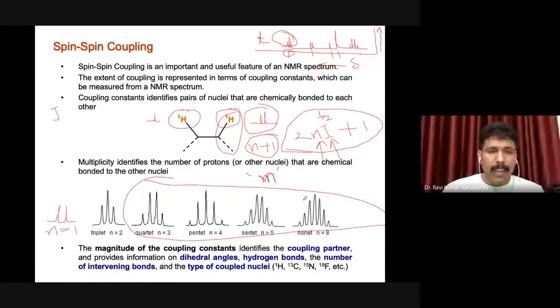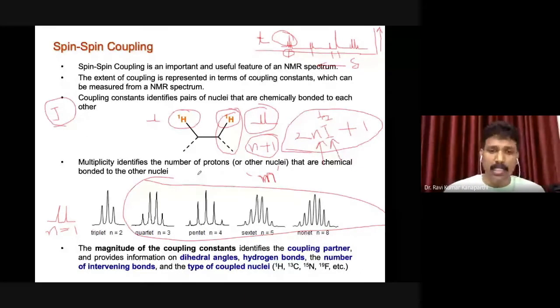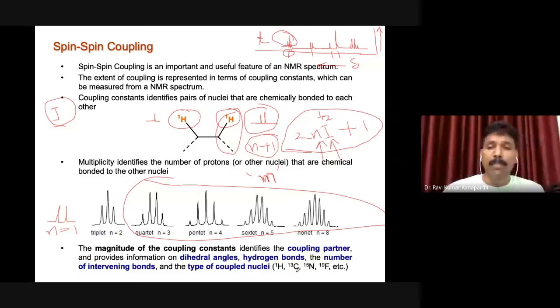Okay, and then the magnitude of the coupling constant identifies the coupling partner. So how much it is split, based on the value of the coupling constant J, we will be able to tell certain information, like what the dihedral angle is, whether there is any hydrogen bonding, how many intervening bonds are there between those nuclei, and what type of nuclei it is, whether it is a homonuclear coupling or heteronuclear coupling. So there is a lot of information that we can get.